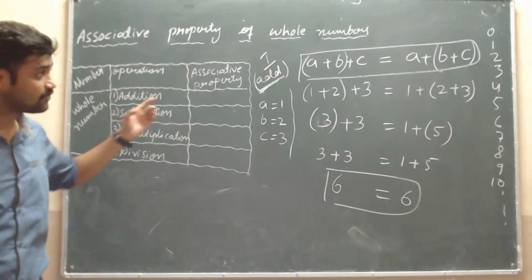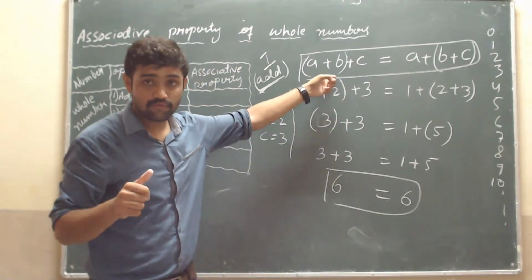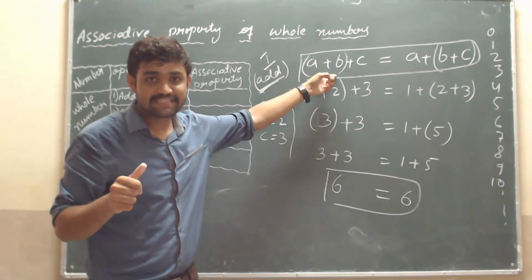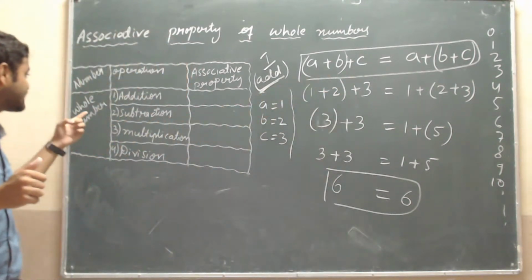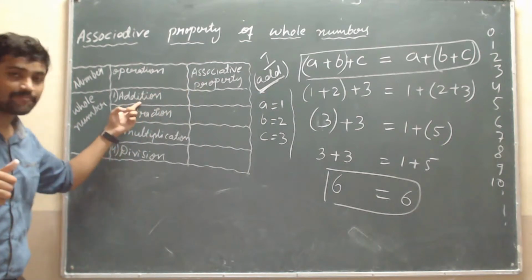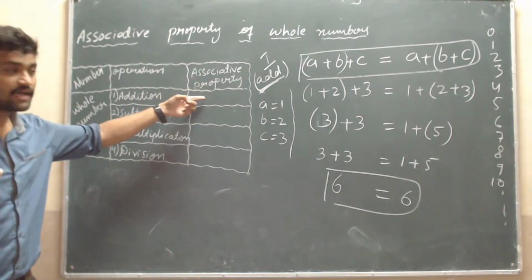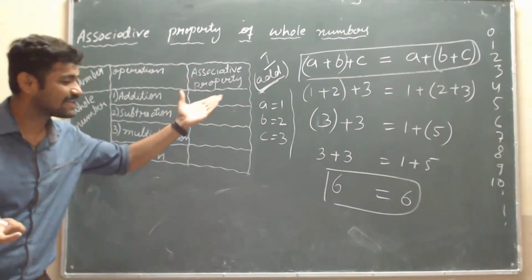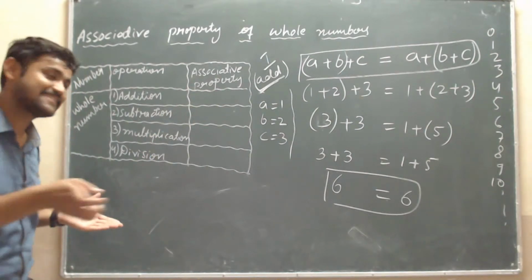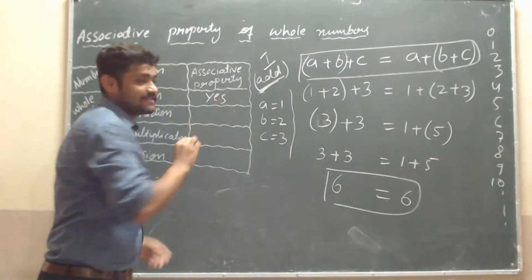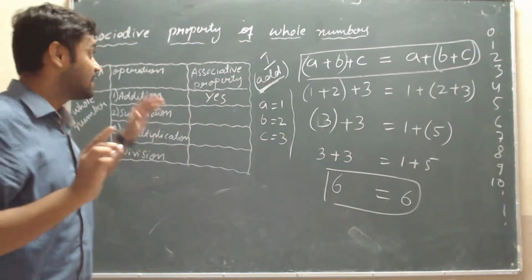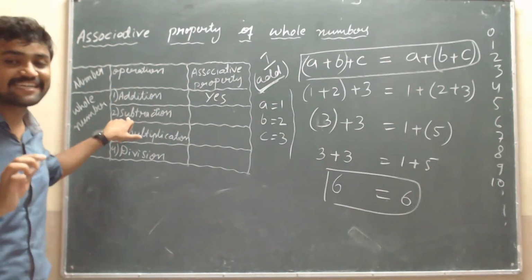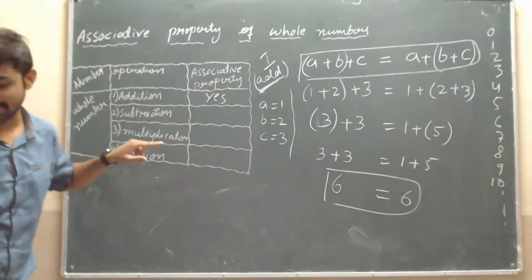Here is the proof. Do you understand? This is the solution. Then we can say whole numbers are associative under addition. Then I will write here associative: yes. Next, we have to check for the operation, that is subtraction. Let's do it.